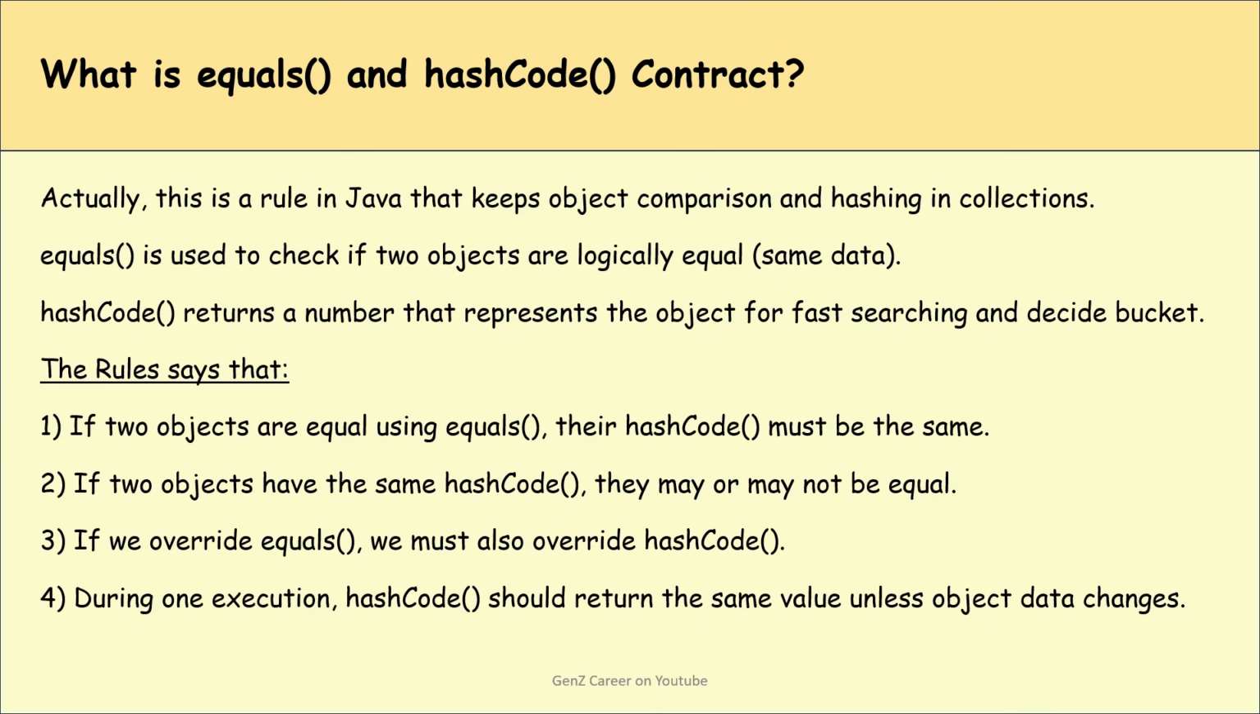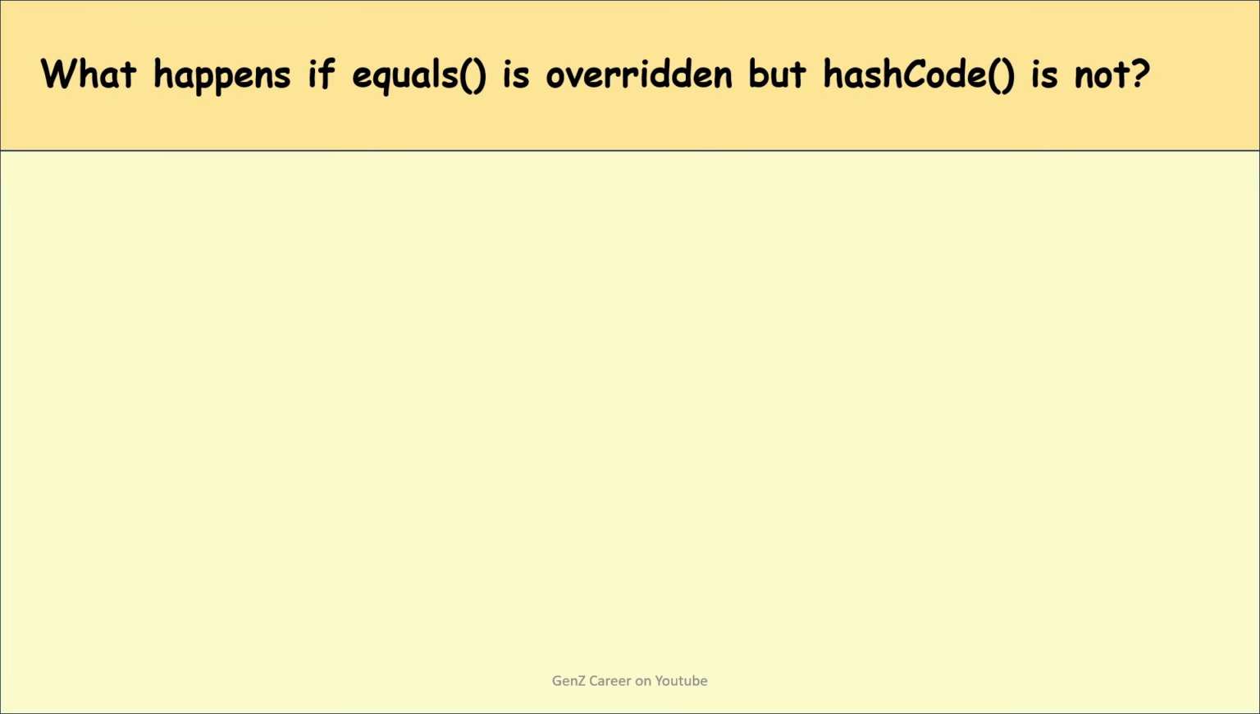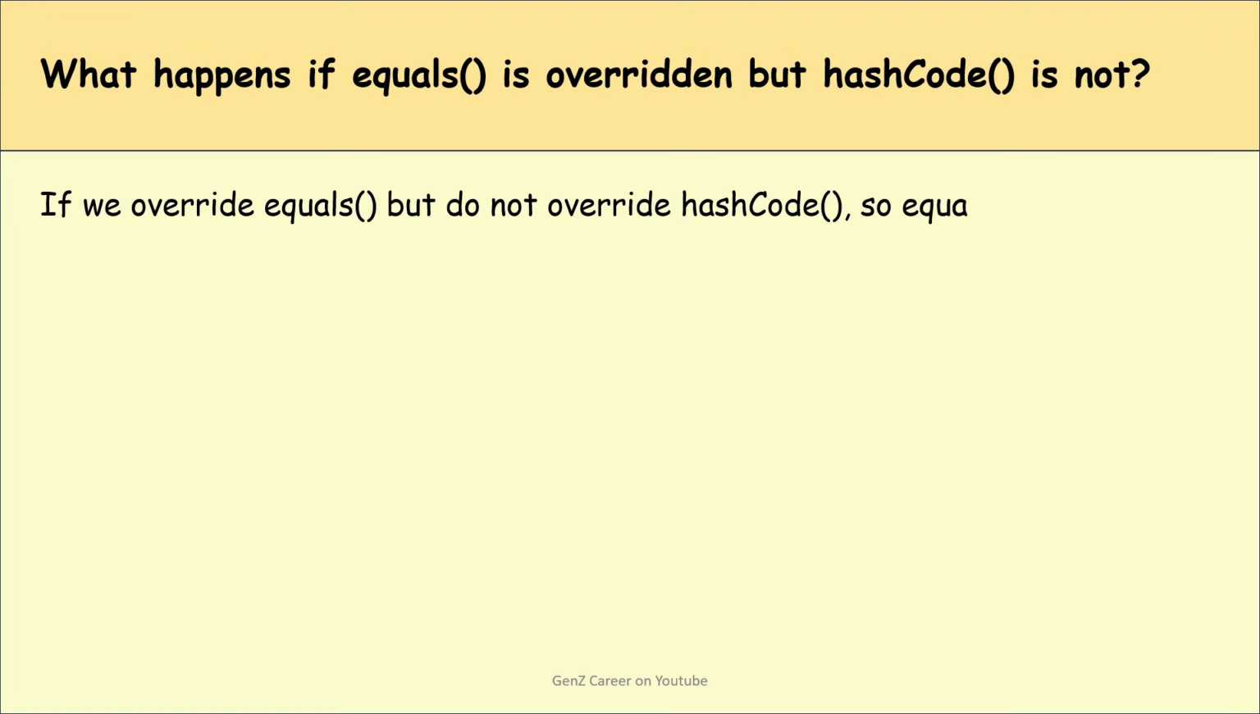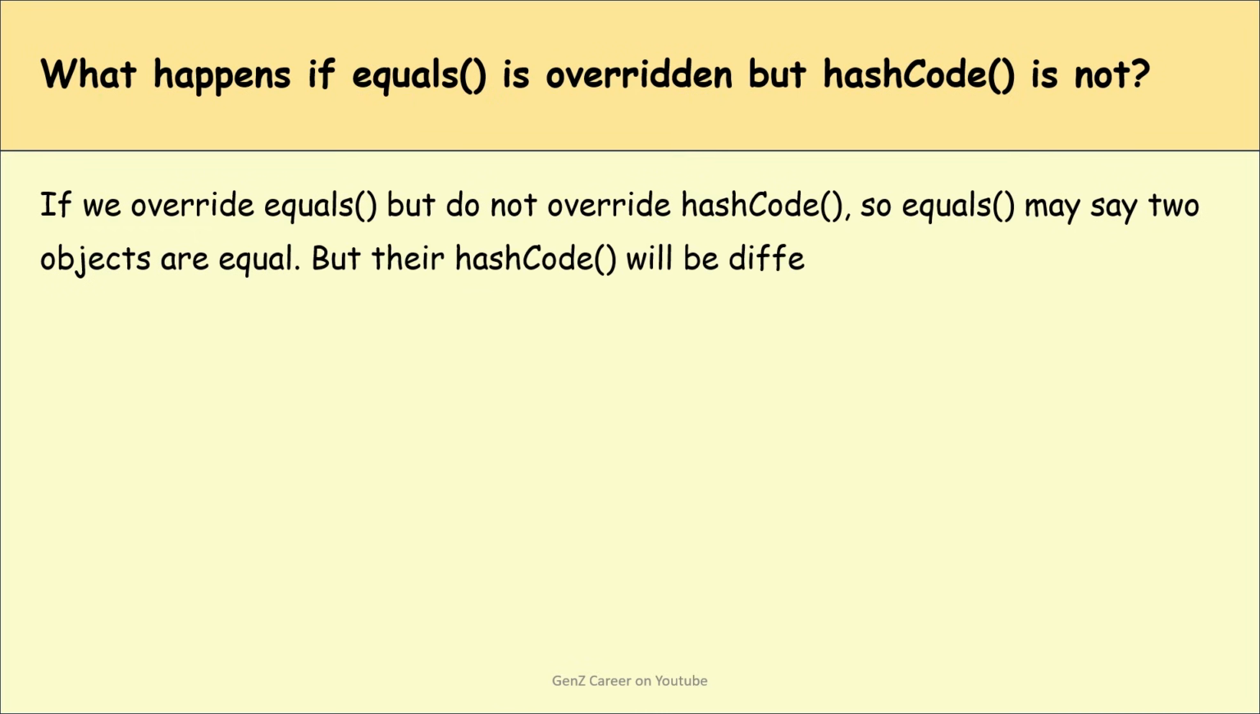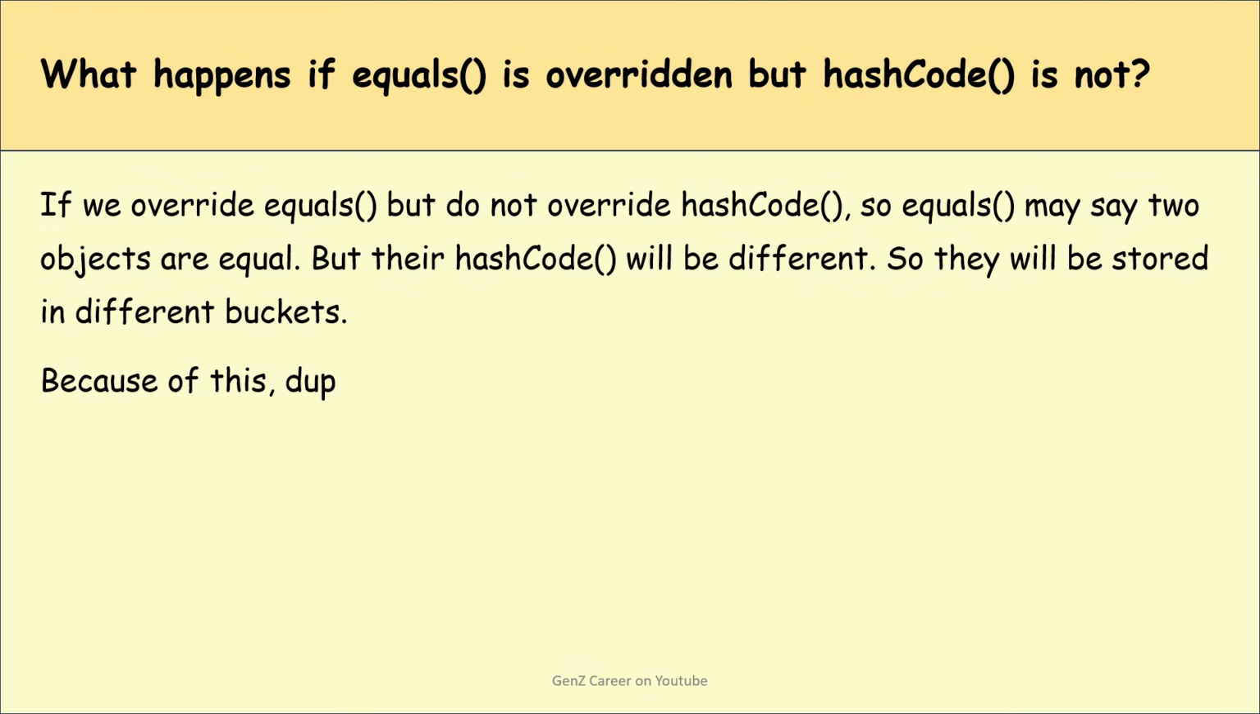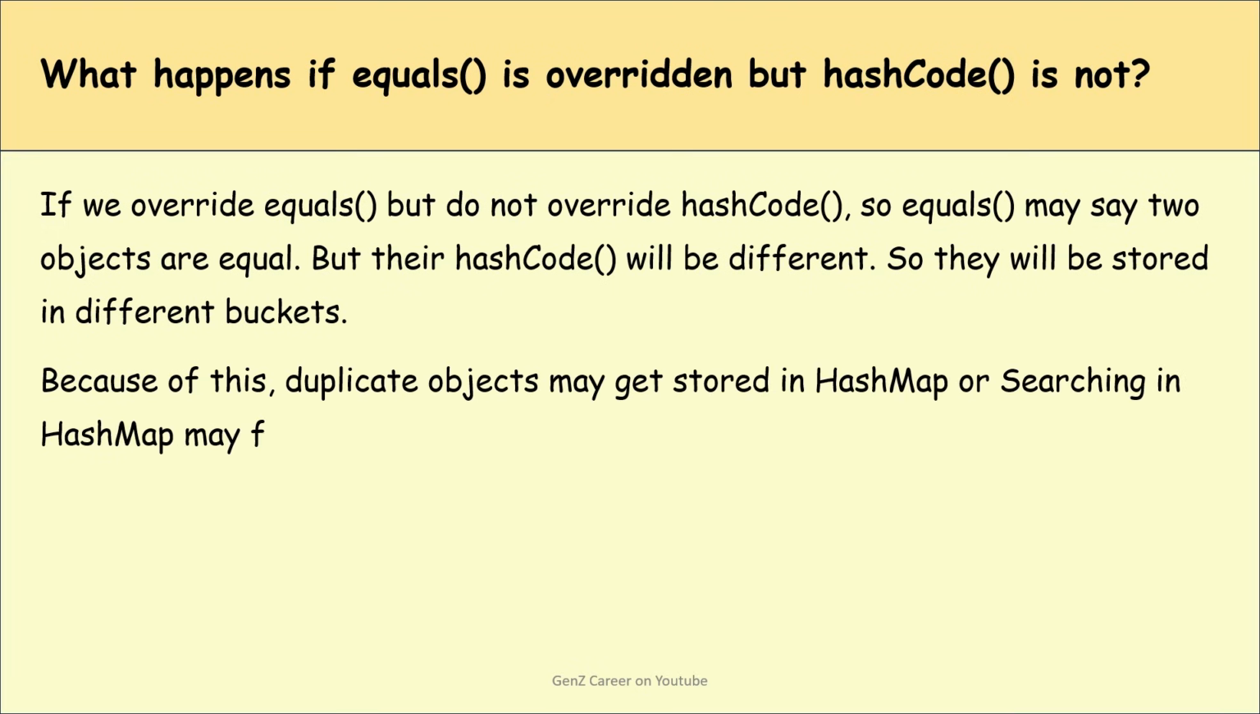Okay. What happens if the equals method is overridden but hashCode is not? This is a very important question. If we override the equals method but do not override hashCode, equals may say two objects are equal but their hashCode will be different, so they will be stored in different buckets. Because of this, duplicate objects may get stored in the HashMap, or searching in a HashMap may fail even if the object is logically equal.